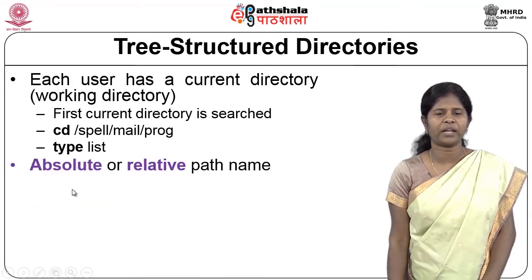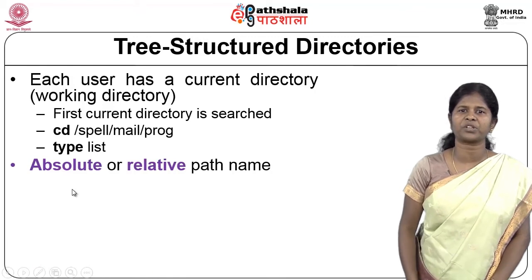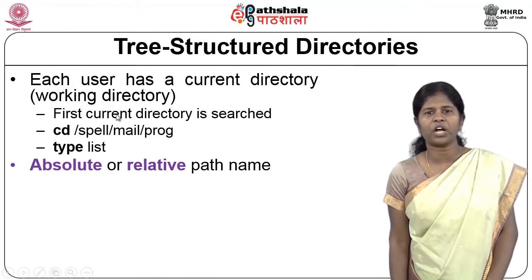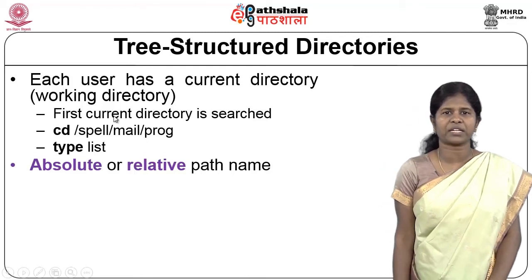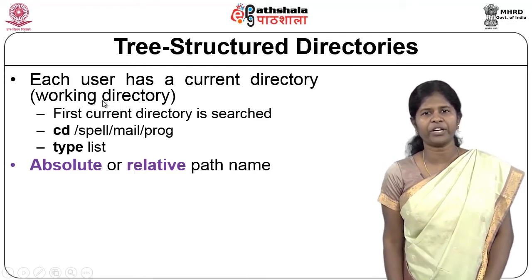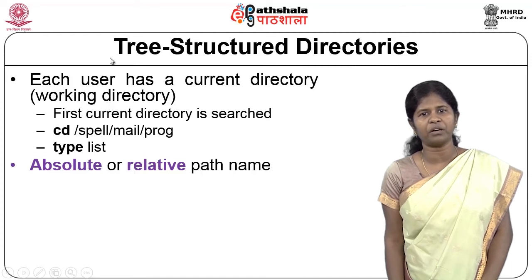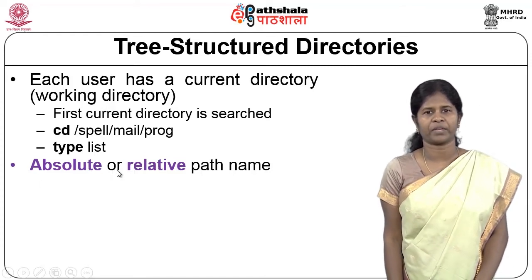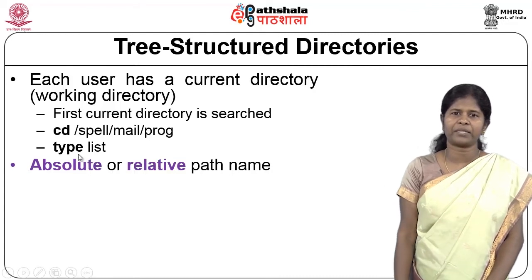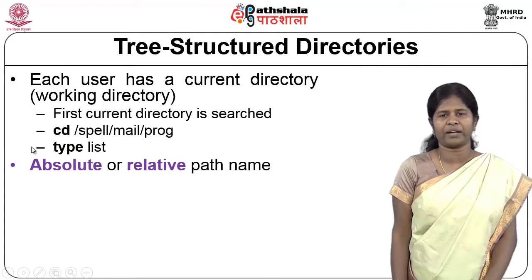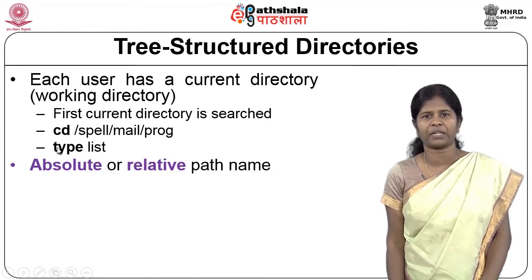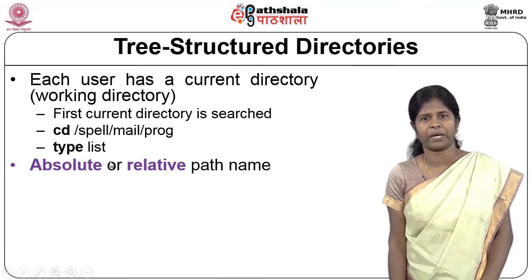Now, there are two different terms that I introduced called the absolute and the relative path name. In this context, where you have a tree structure directory, if you refer to a path name starting from the root directory, then it is called an absolute path name. If you are specifying a path name which is relative to the current directory, if you start from the current directory and then specify the path name, then it is called a relative path name.